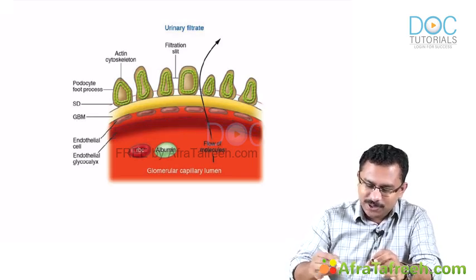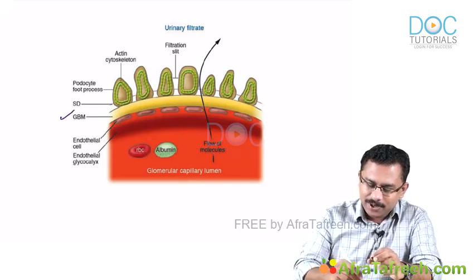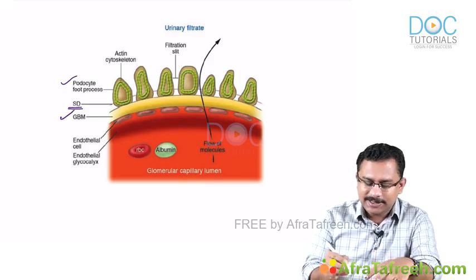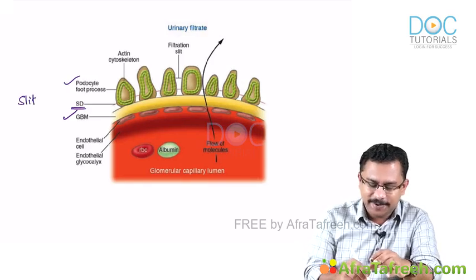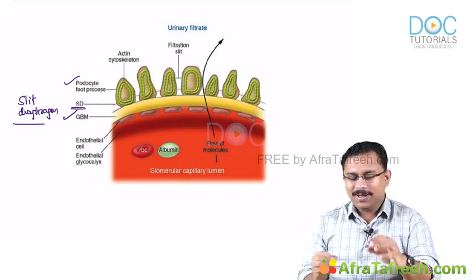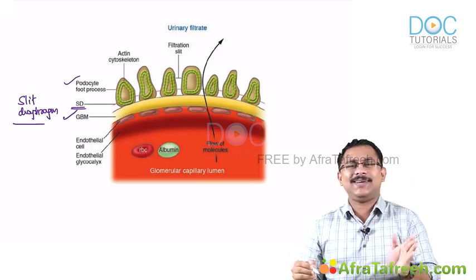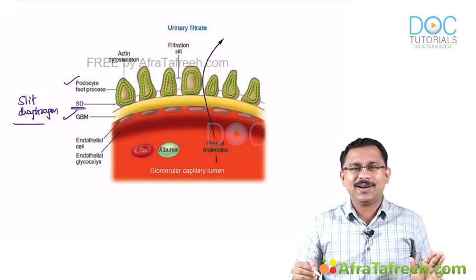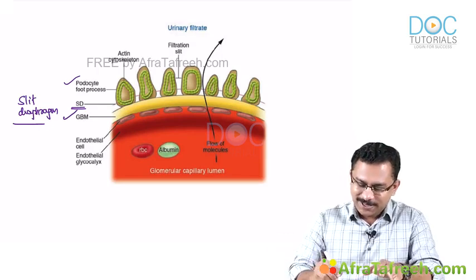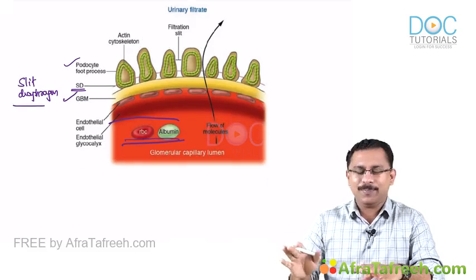Also, are you able to see in the same picture the glomerular basement membrane? You can see the podocyte foot processes, and SD in this picture stands for slit diaphragm. We will come to the slit diaphragm in a short while. My only aim in showing you this picture is to tell you that there is a glycocalyx covering your glomerular capillary endothelium. You can see all these RBCs and albumin going through the capillaries.